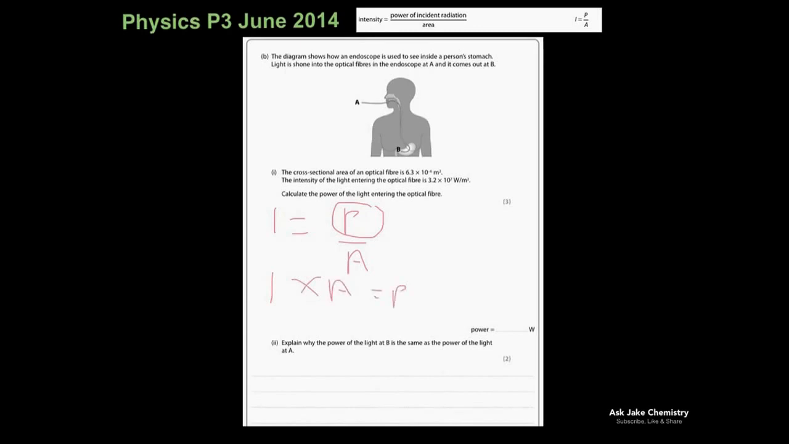So if you put this into the calculator, the intensity is 3.2 times 10 to the 7, and then that is times 6.3 times 10 to the minus 6. If you can't see, it's minus. If you put that into the calculator, it gives you 201.6. So if you put 200, you get 3 marks. If you put 201.6, you also get the 3 marks.